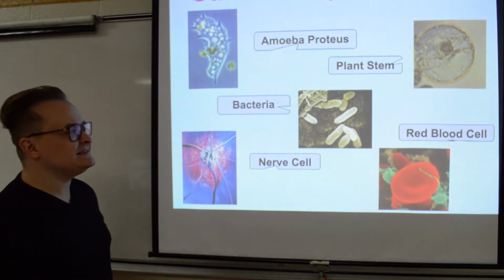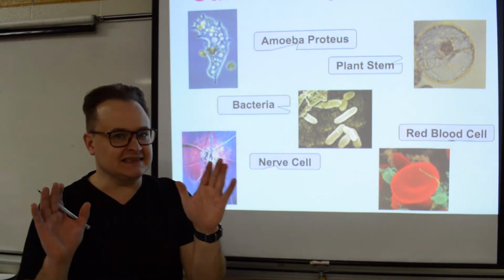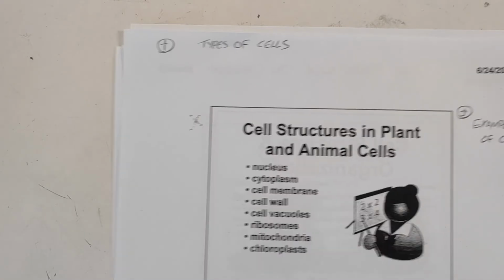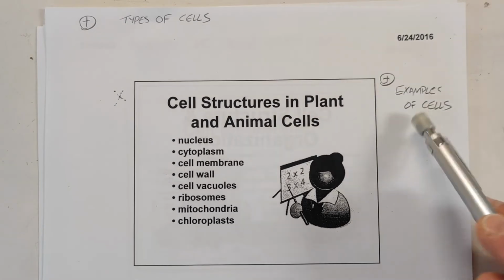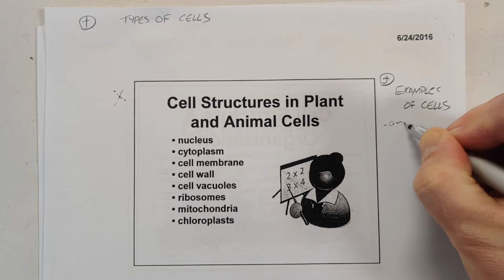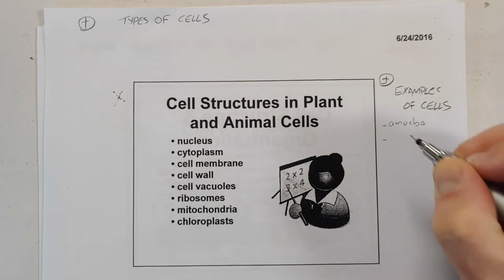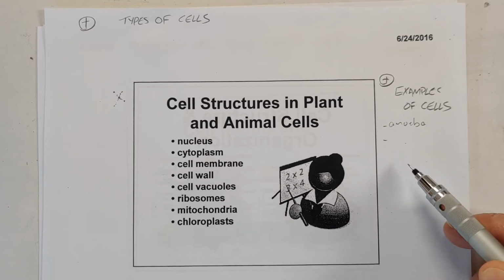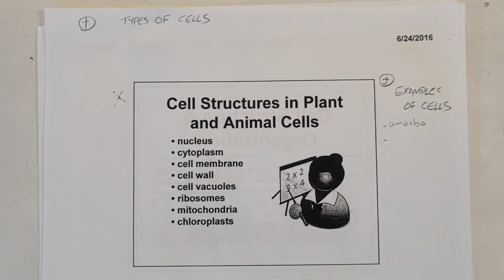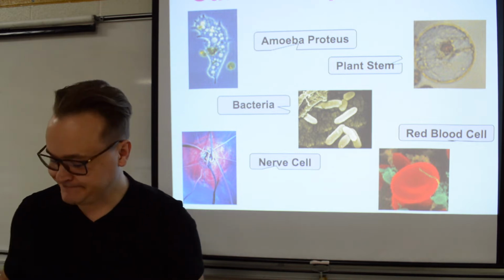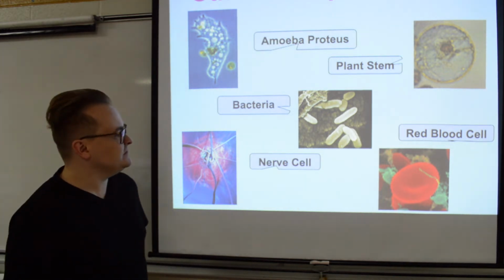And I want you to write this down too. This isn't in your slideshow. So you need to go here and write on the side of your paper examples of cells. And you would write amoeba. I'm terrible at this, so I'm going to let you write plant stem, bacteria, red blood cell, nerve cell. Once again, you could pause it right now if you'd like, or you could go to the slides. So if you want to pause now and write. Okay, so these are just examples.